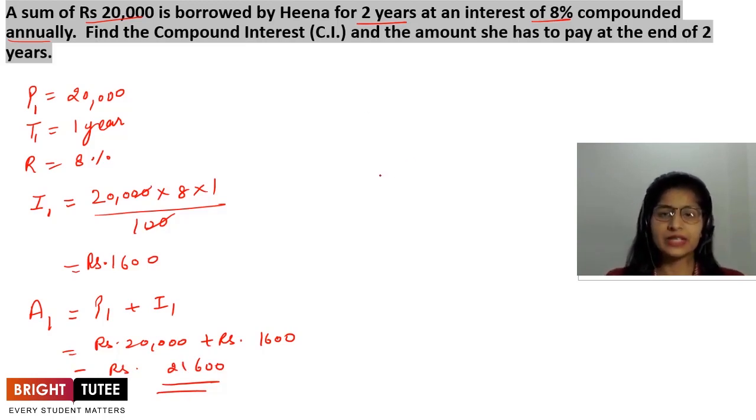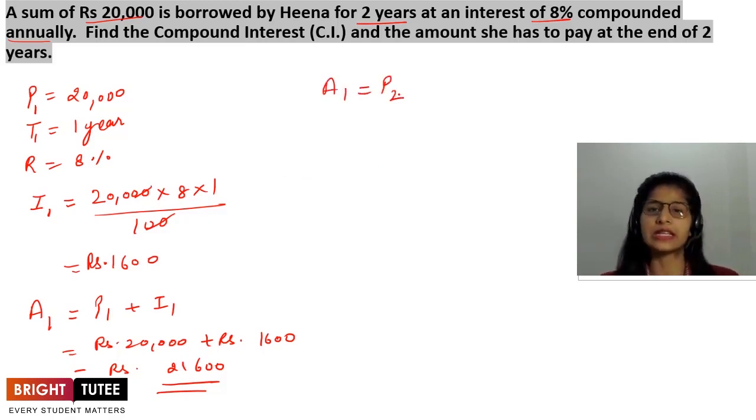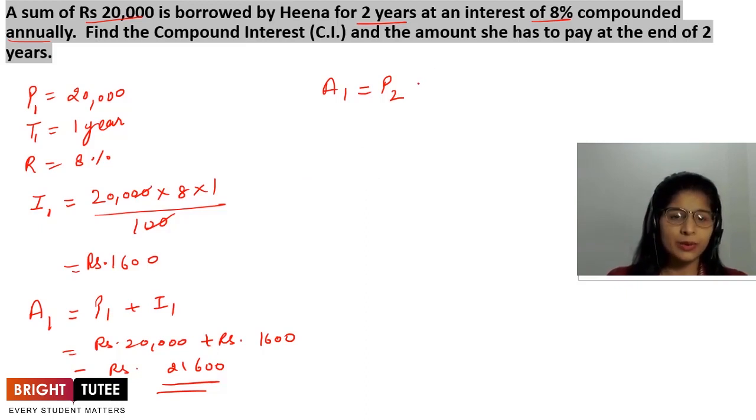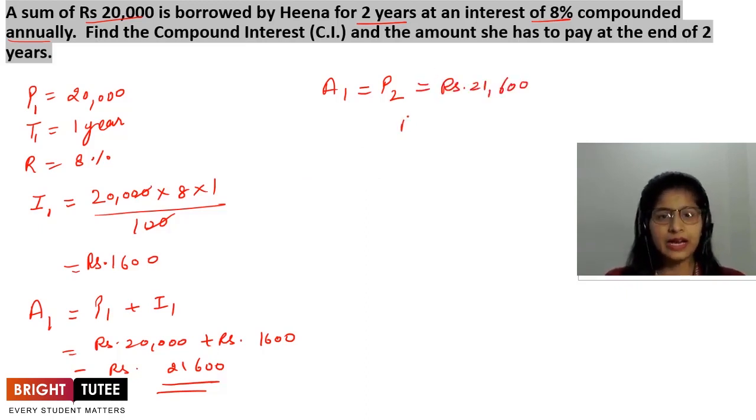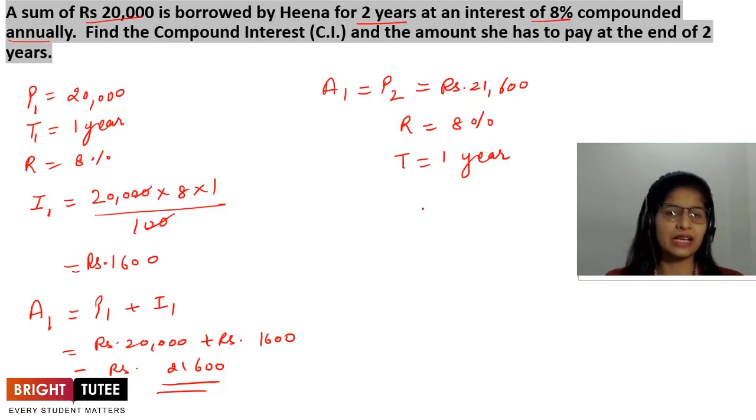Now the things come for second year. Now this amount A1 will become principal for second year. P2 means principal for second year. A1 means amount for the first one. Now this will become our principal. So principal is rupees 21,600. Rate is the same because for 2 years it is the same. Time again we will take, it is the next year. For the second year we are calculating.